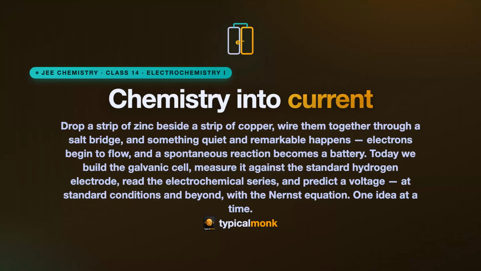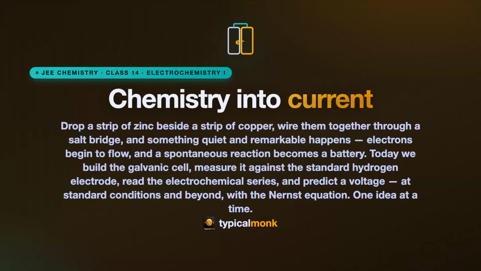This is class 14, Electrochemistry, the first part, cells. Drop a strip of zinc beside a strip of copper, wire them together through a salt bridge, and something quiet and remarkable happens. Electrons begin to flow, and a spontaneous reaction becomes a battery.